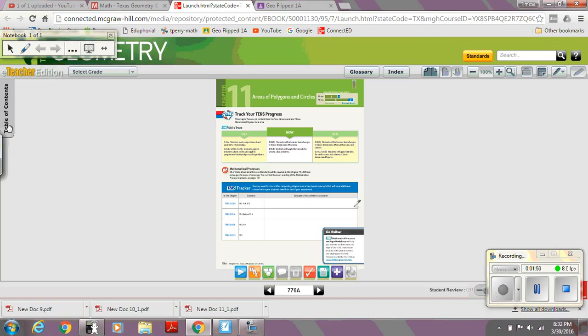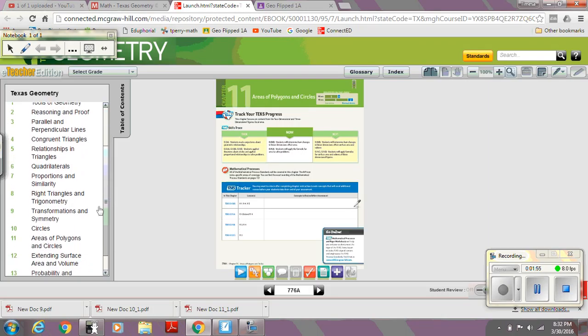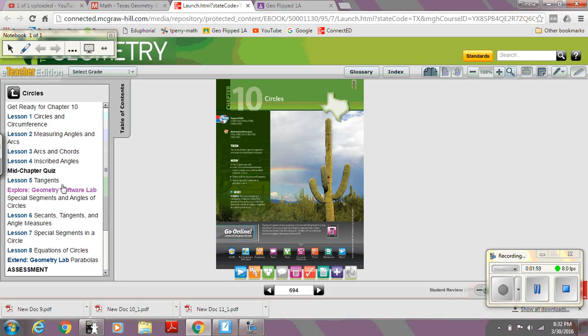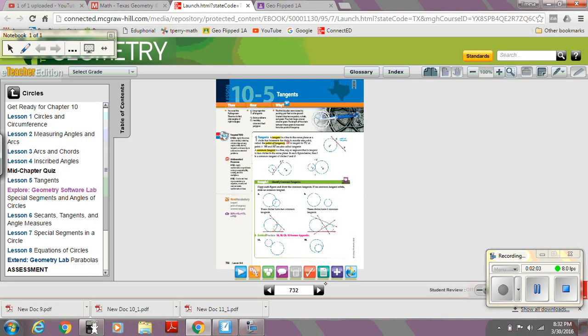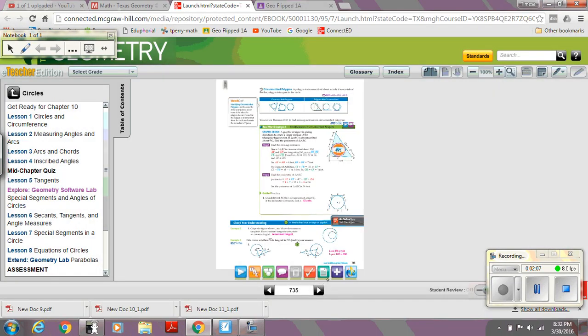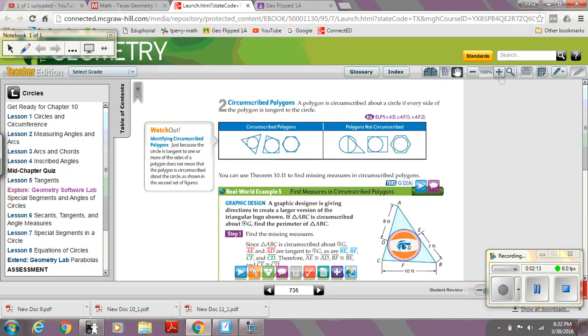And then again, we're in chapter 10 right now, so you should come to the table of contents, click chapter 10, and this homework assignment is coming from lesson 5, which is tangents, and it starts on page 735. So let's go there. If you want to zoom in, that's how you zoom in.